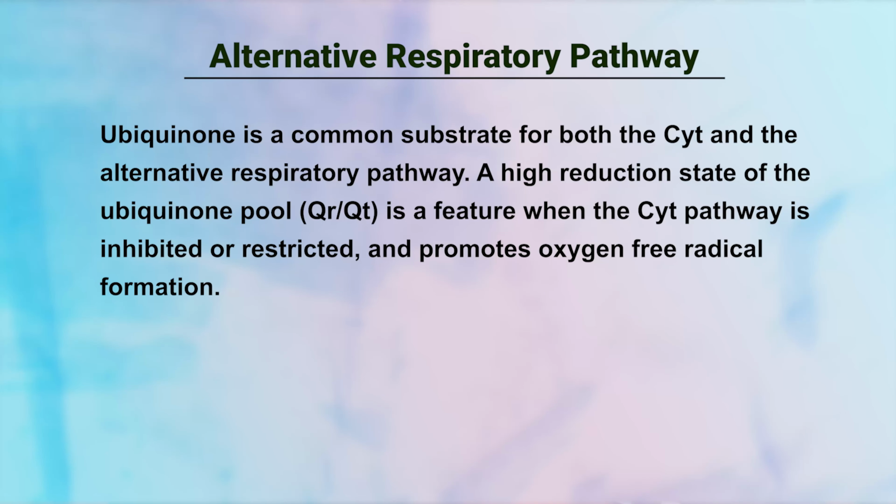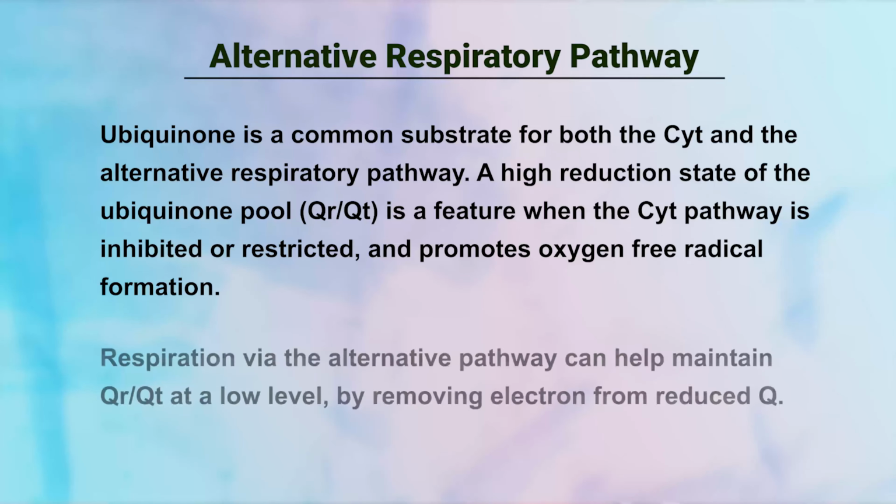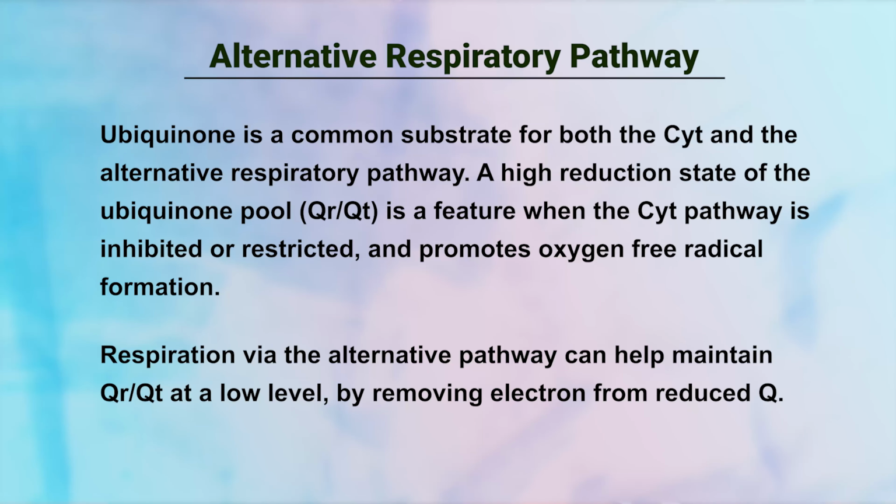Ubiquinone is a common substrate for both the cytochrome and the alternative respiratory pathway. A high reduction state of the ubiquinone pool, that is a high QR by QT value, is a feature when the cytochrome pathway is inhibited or restricted and promotes oxygen free radical formation. Respiration via the alternative pathway can help maintain the QR by QT value at a low level by removing electrons from reduced ubiquinone.